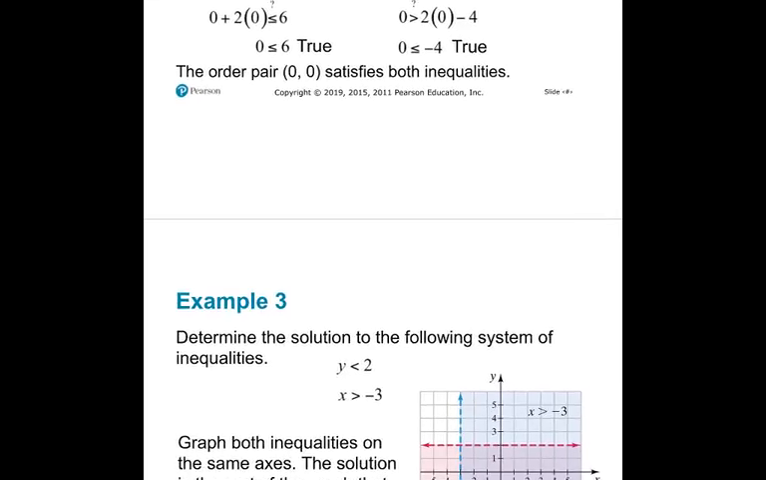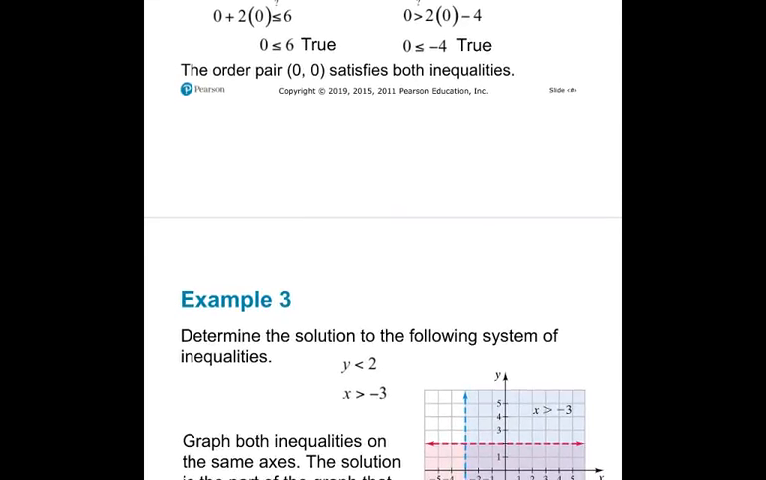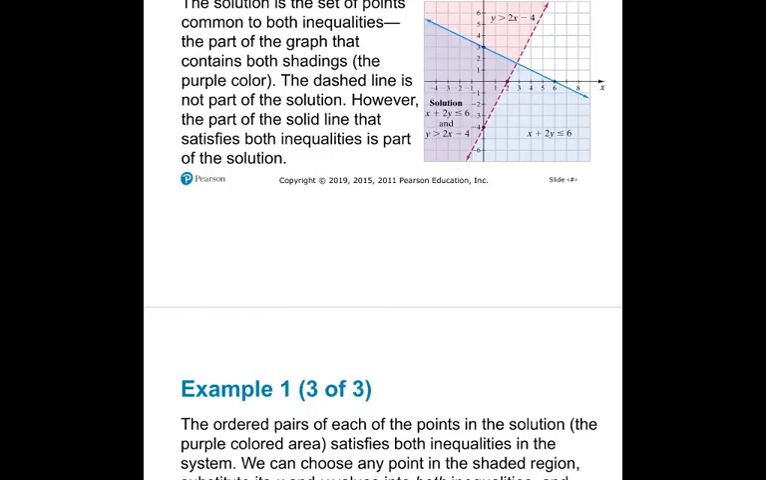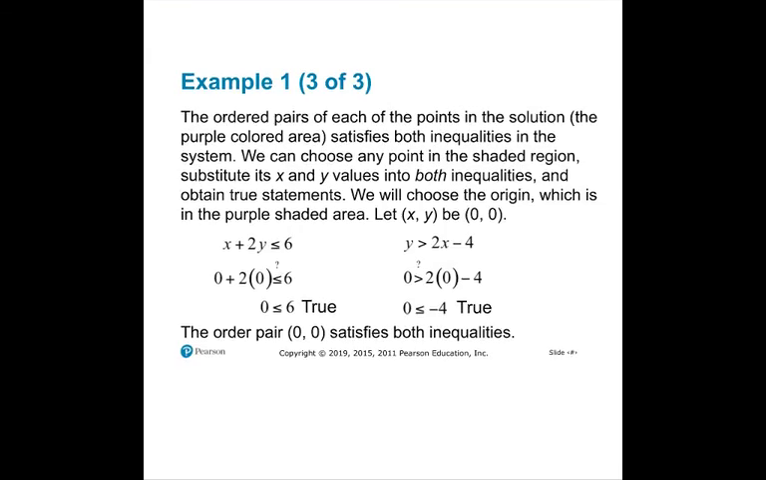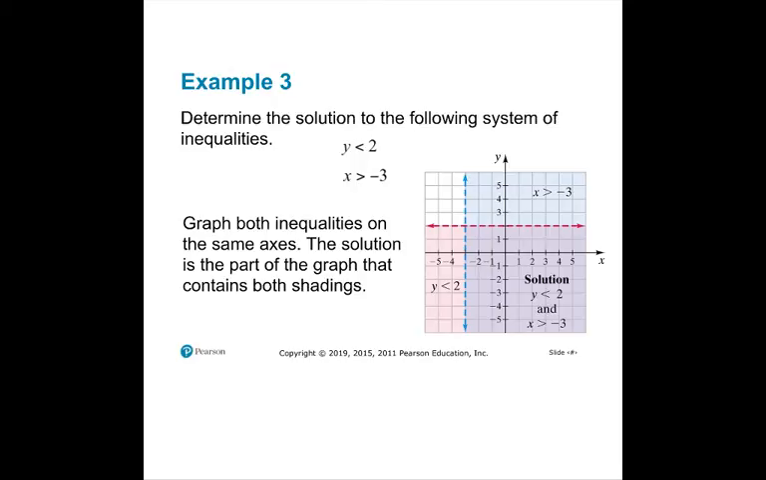Determine the solution to the system. Well, it's okay. I think what they have is fine. So this one asks, determine the solution to the system. We have y is strictly less than 2 and x is strictly greater than -3.